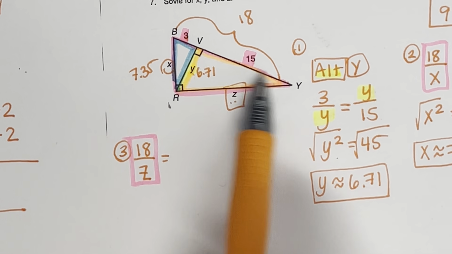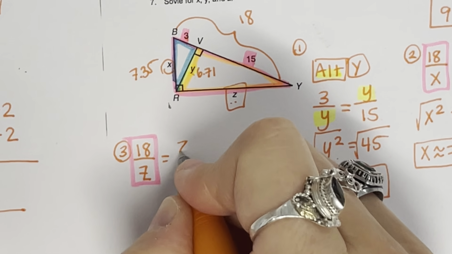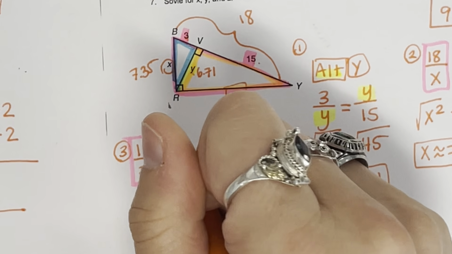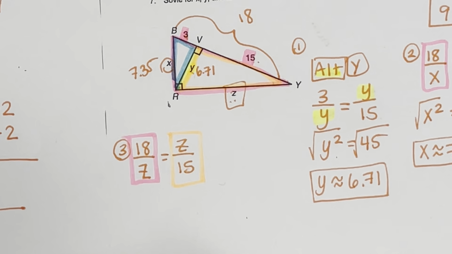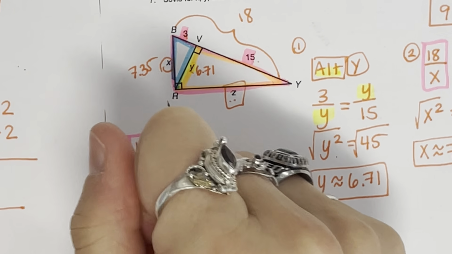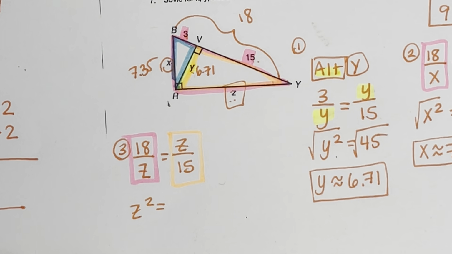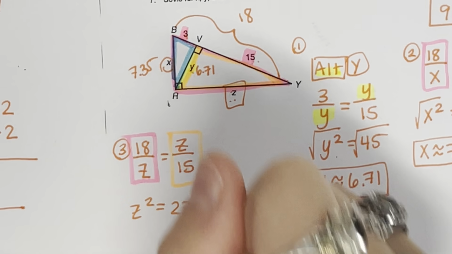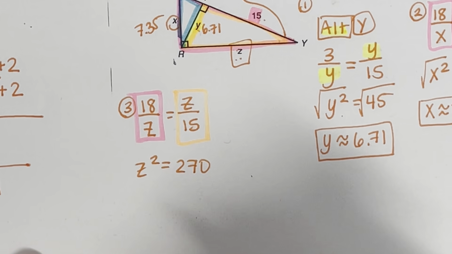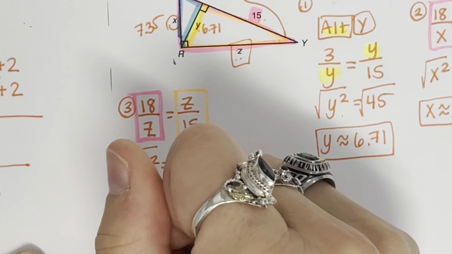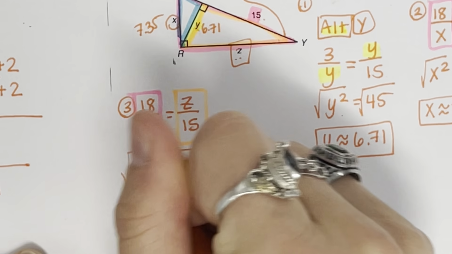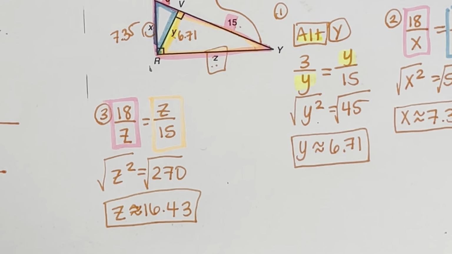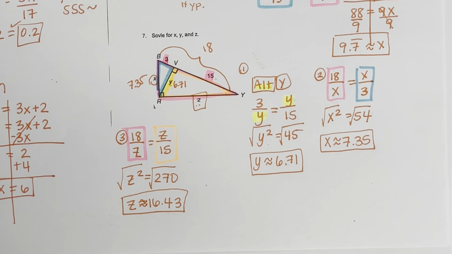So here's my orange triangle. Hypotenuse is z over the other leg given to me, which was 15. So make sure that your diagonals always match up. That's an easy way to tell that you did the problem correctly. So z times z is z squared. 18 times 15 is 270. Last step, get z by itself, square root. I get z equals 16.43. Okay, and there you go. You had to do 3 different ones for that problem.